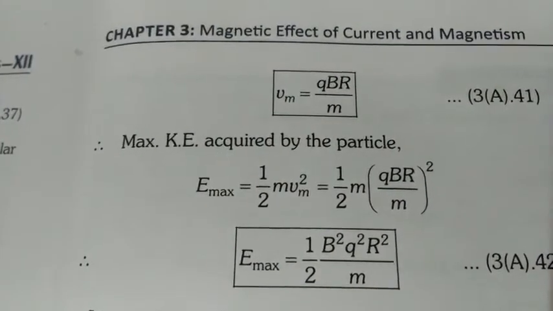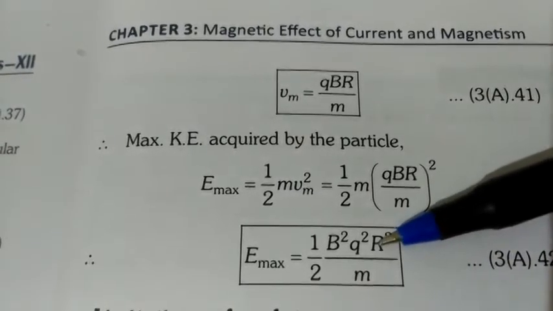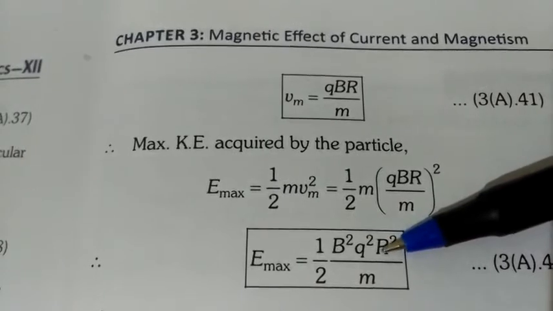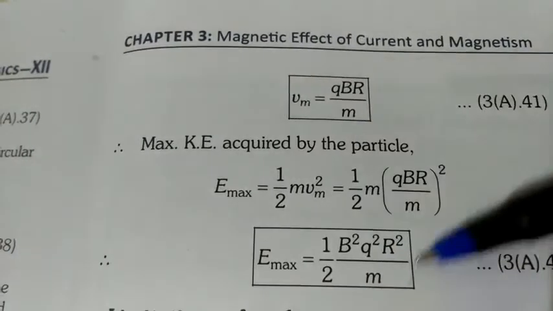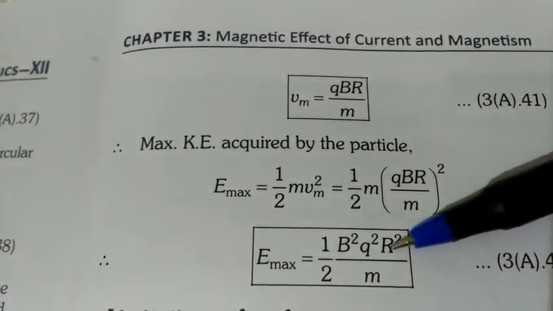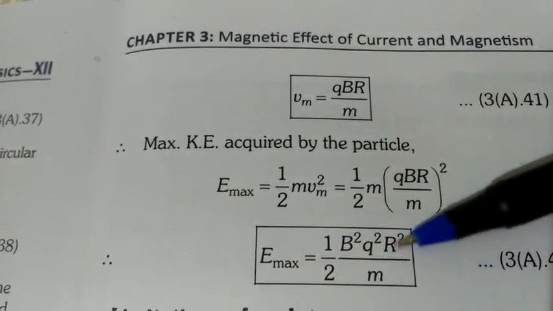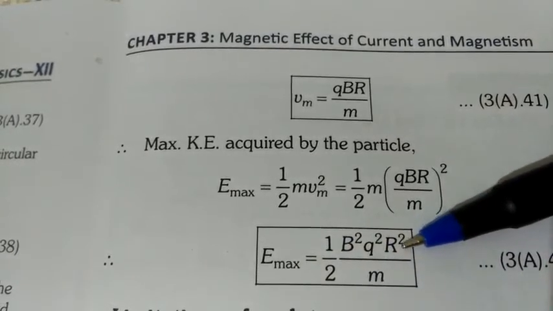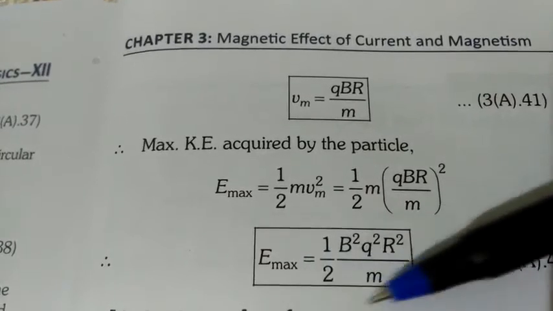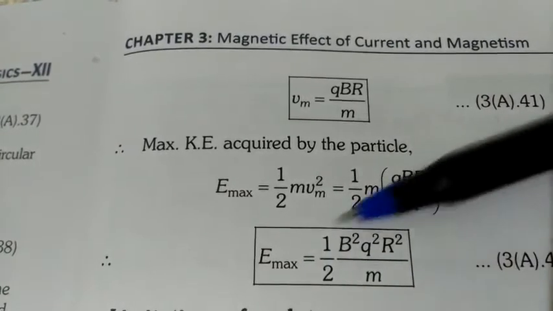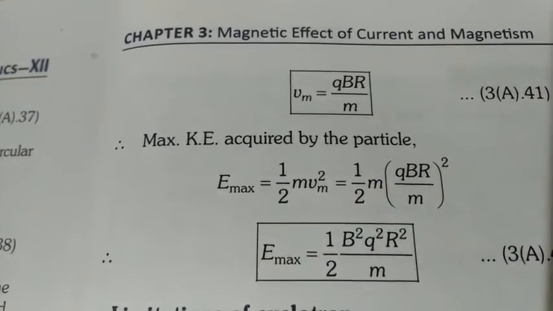And you can see that it is directly proportional to r square. What is r here? This capital R is the radius of the last circle, that is the biggest circle in the cyclotron. So E max, maximum energy, is directly proportional to r square. That means if r will be more, energy will be more. So if the particle makes a large circle, its energy will be more.